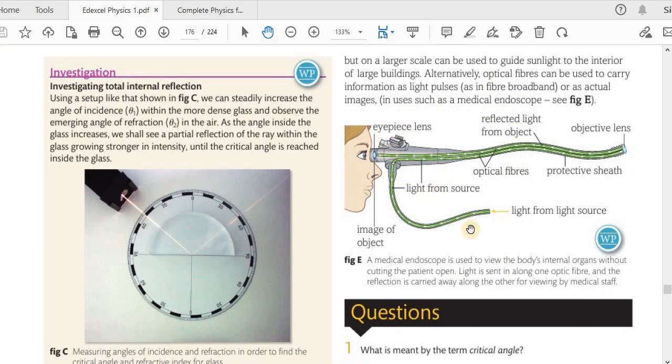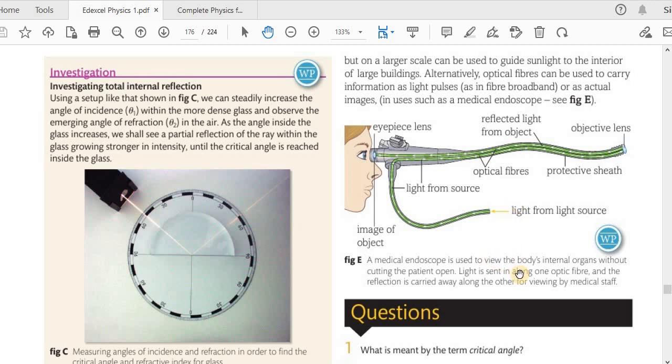See, eyepiece, light from source. You have total internal reflection inside these optic fibers. So objective lens, and you can see reflected light from object. Eyepiece.